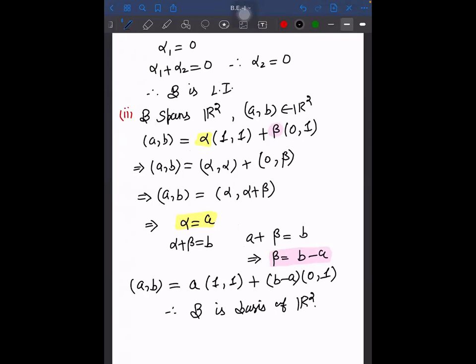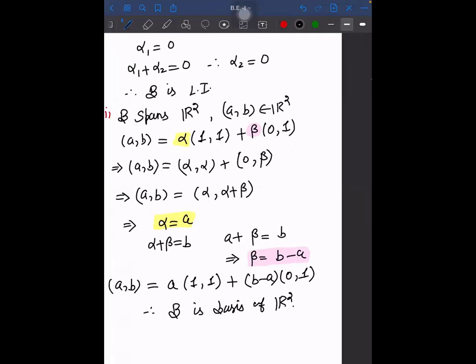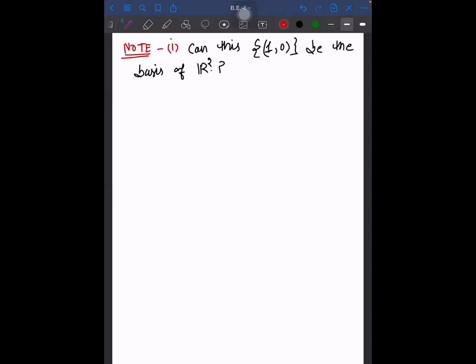Right? So now before moving to the next question, let's make a few notes over here. Note 1. Okay, so can this be the basis of R2? No. Okay, so what would be the possible reason? Is this LI? Yes, sir. So what is the problem? Sir, it has only one dimension.